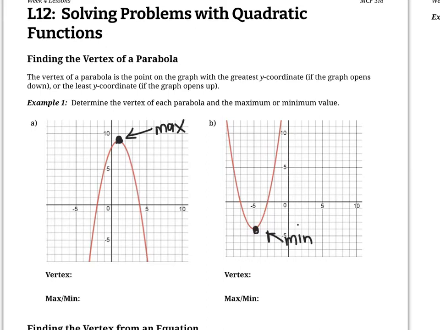So the coordinate of our vertex here, which happens to be a maximum, is going to be 1, 9. So that's the coordinate of the vertex here. How about in this guy here? The coordinate's going to be -5, -4.